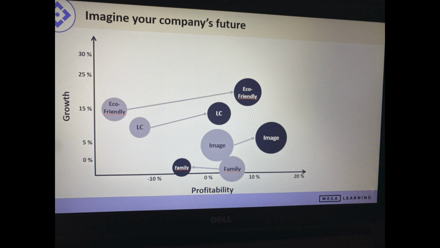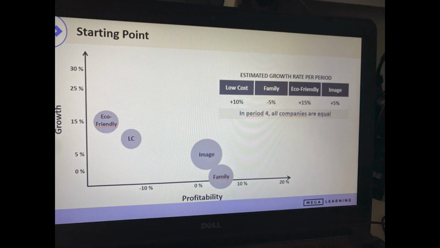We always get those questions about how do we do the next decision. You have to imagine where you're going with your portfolio, like BCG and Porter. Where do we want to be with these car lines? Let's milk the cow of families so we can build up eco or low cost. We start with a certain point here where all are the same. It's a turnaround situation.